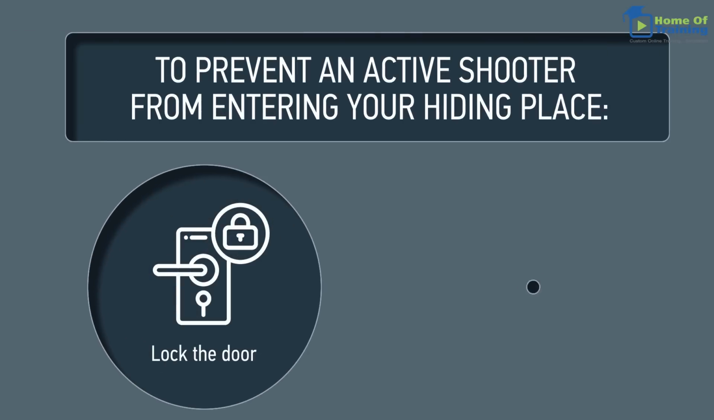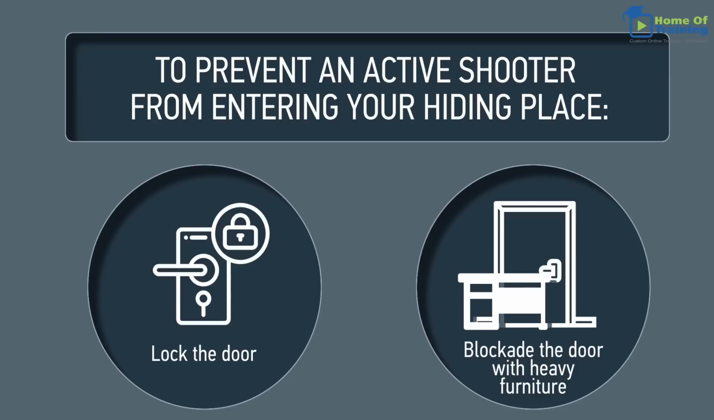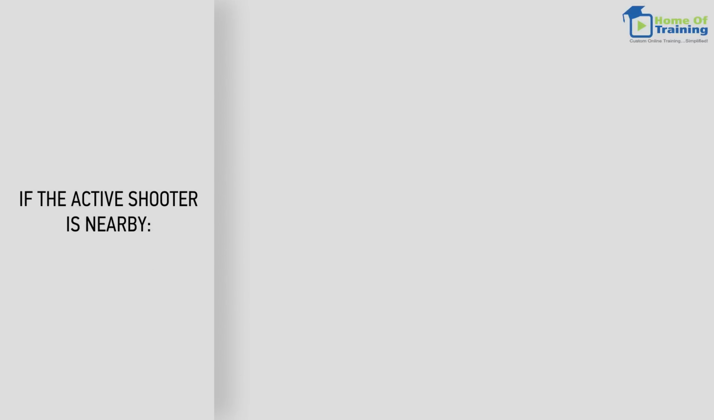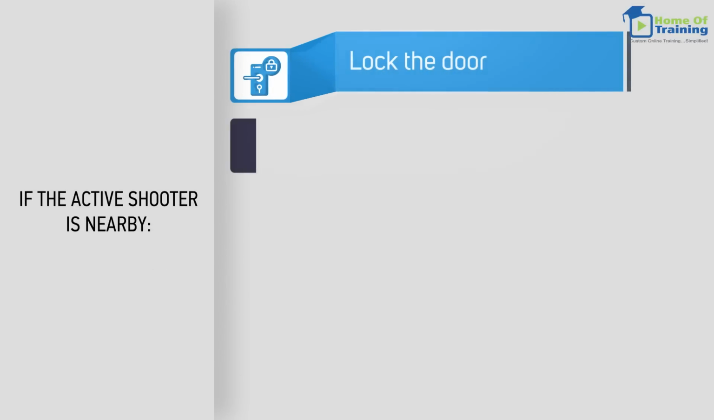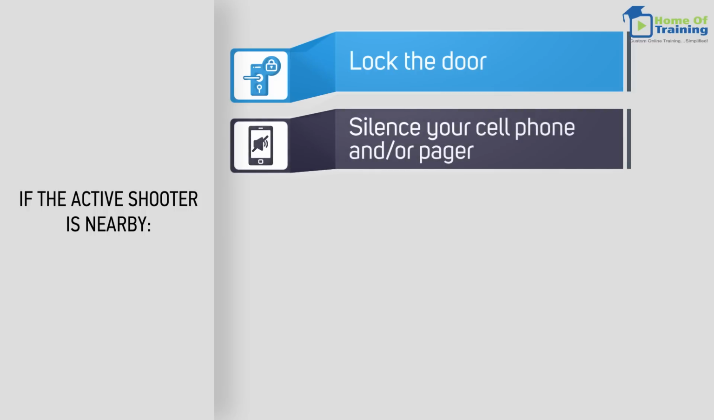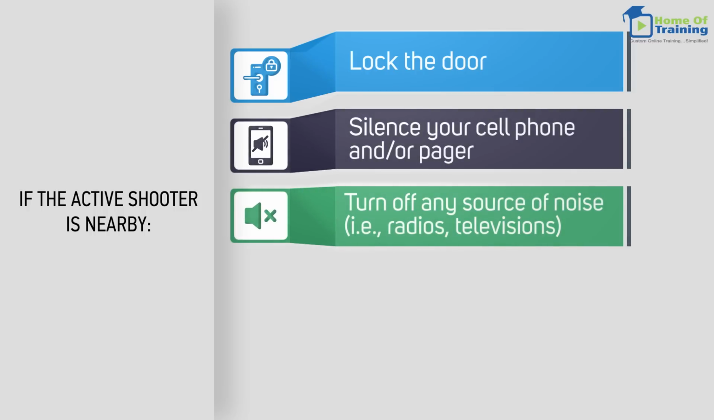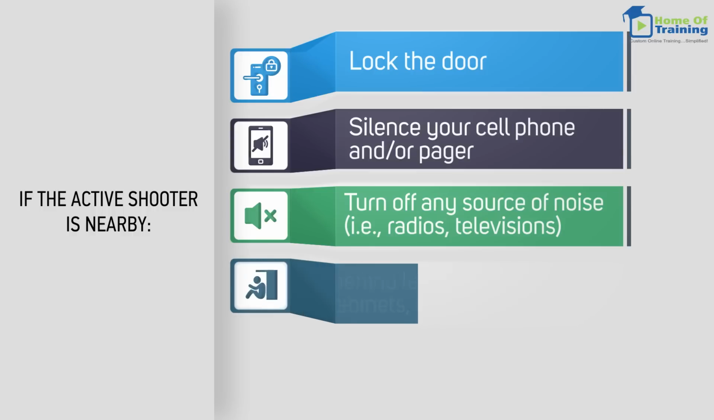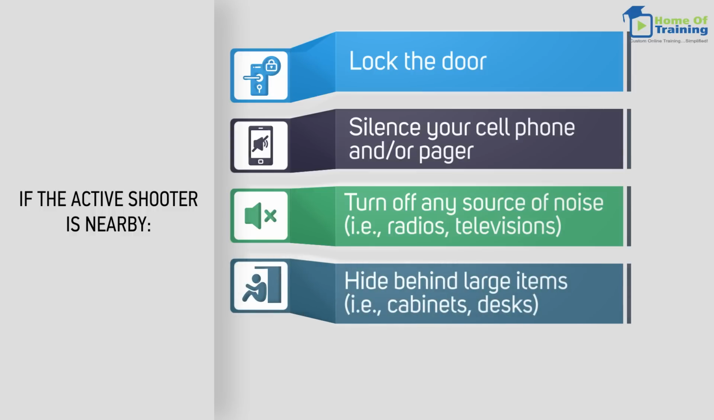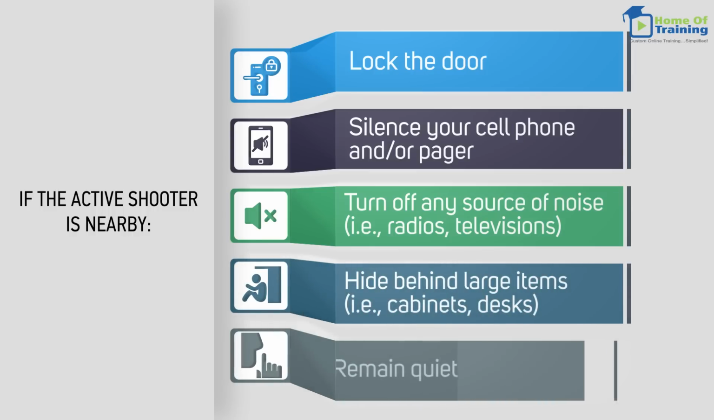Lock the door. Blockade the door with heavy furniture. If the active shooter is nearby, lock the door. Silence your cell phone and/or pager. Turn off any source of noise, for example radios or televisions. Hide behind large items like cabinets or desks. Remain quiet.